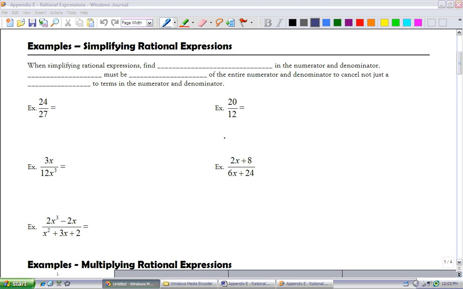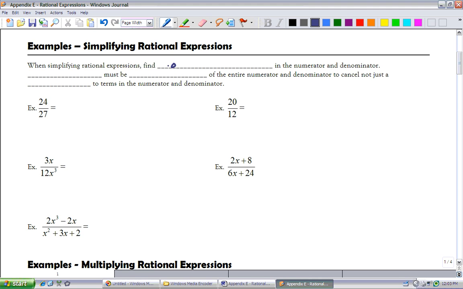Okay, simplifying rational expressions. When simplifying rational expressions, we want to find common factors. Okay? We want to find common factors in the numerator and the denominator. Factors must be factors. They got to be factors of the entire numerator and denominator for them to cancel out.